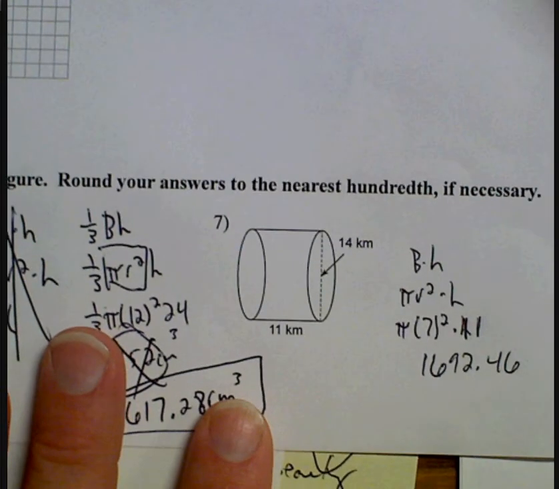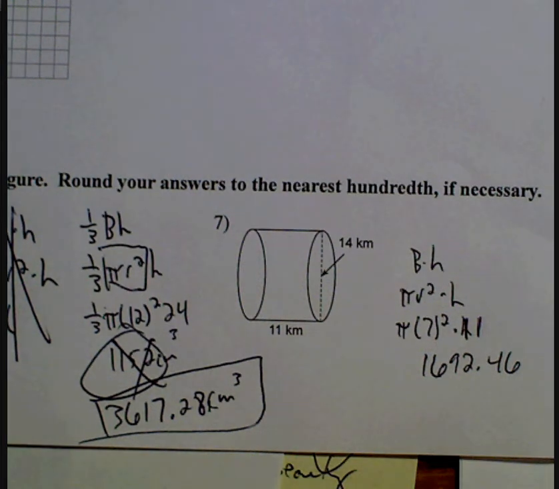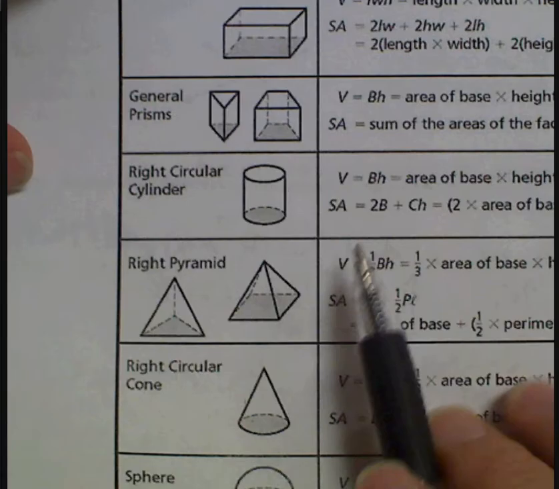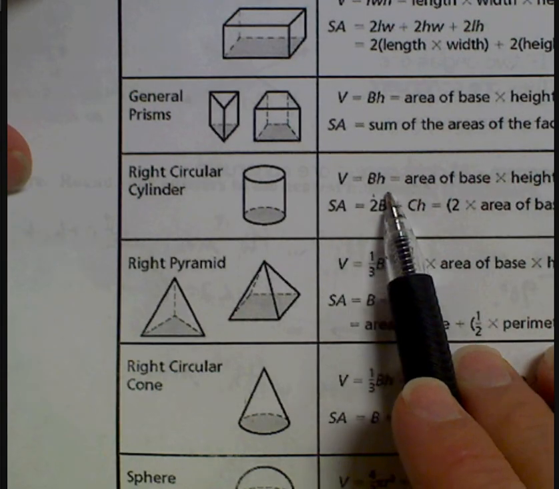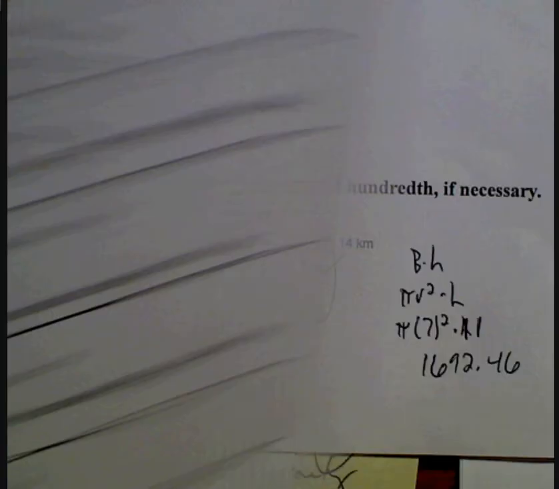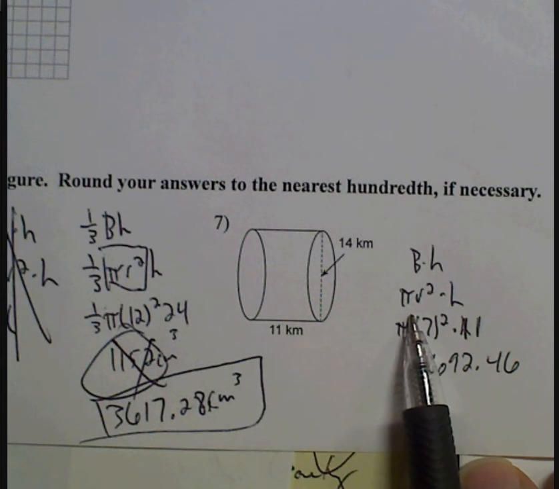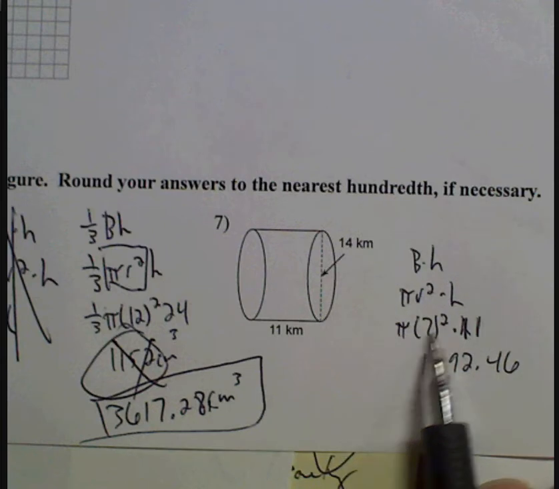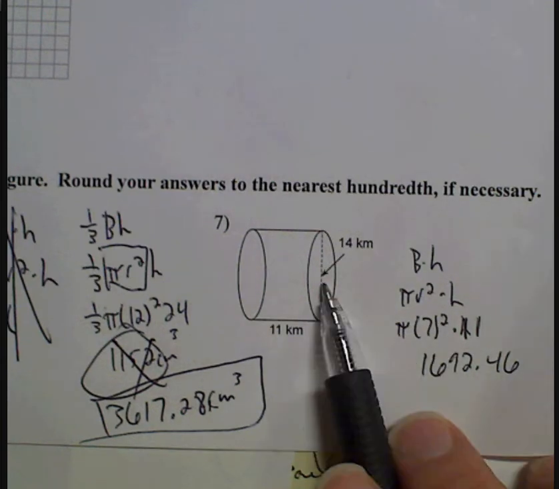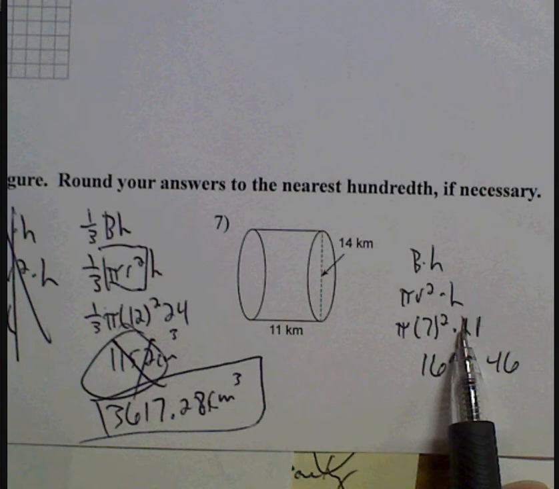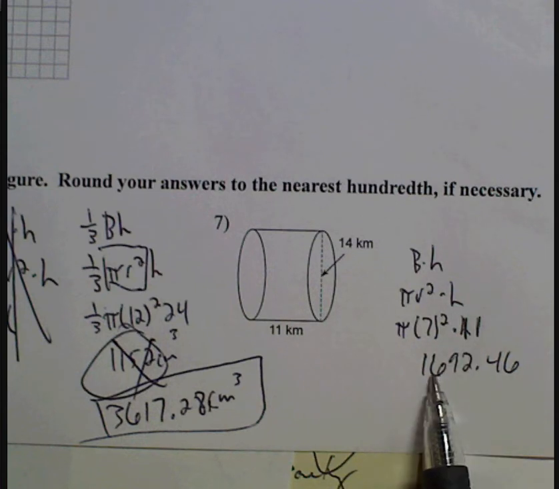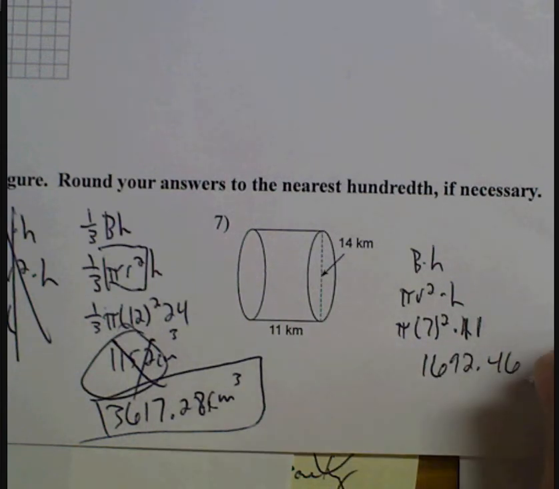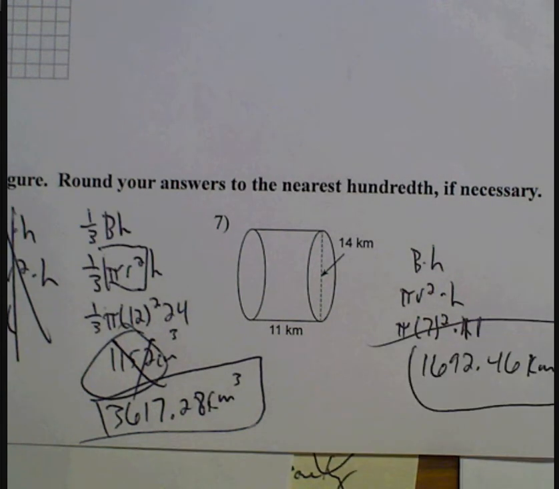This is a cylinder. Within a cylinder, my formula is capital BH. The area of the base is a circle. So pi r squared is my area of the circle times my height. So pi times 7 squared. I took half again. My height is 11. When I calculate that, I get 1692.46 kilometers cubed.